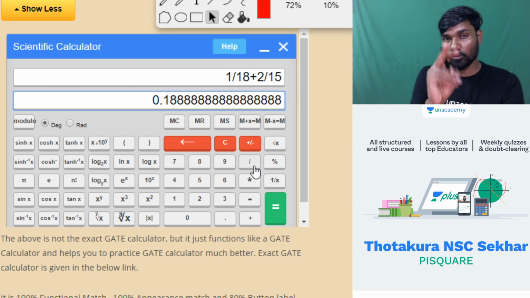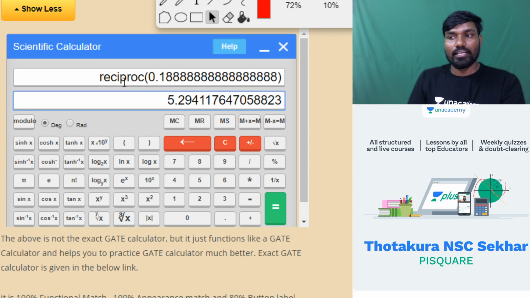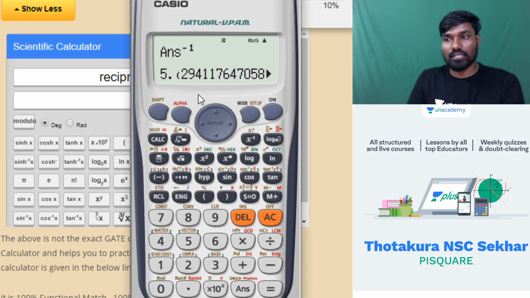It will perform this operation. This is a key element to understand. If you do not get it, go back and watch it again. Okay, this is a key element. Key point. Take this timestamp. You can watch this part once again. If I press this button, this value will be taken as x. It will perform this operation. I'm just doing it. The reciprocal of this part is 5.294. That's exactly what we got, 5.294.